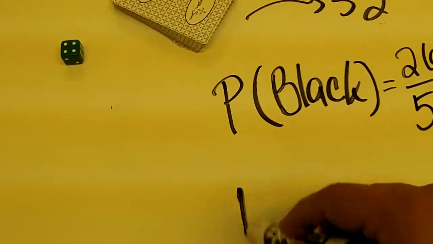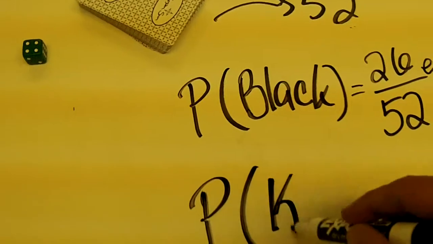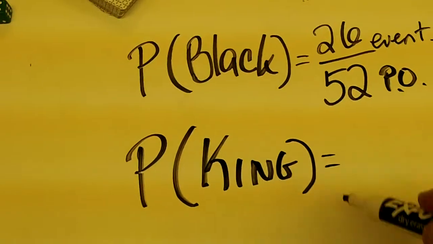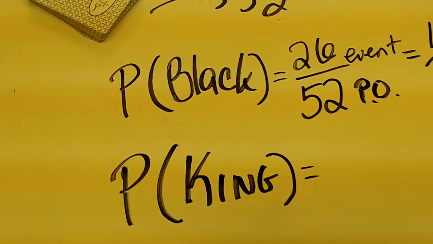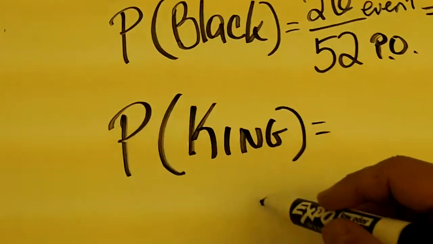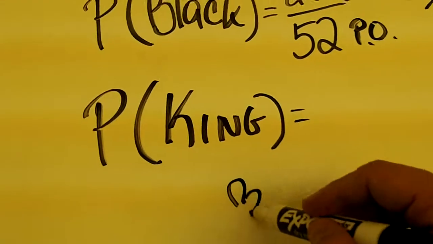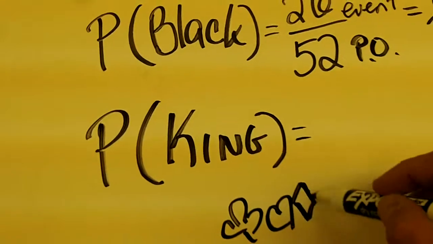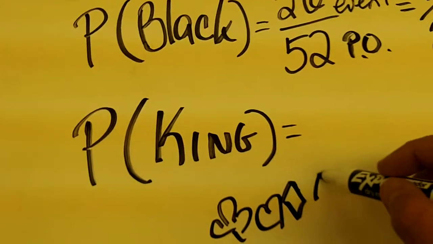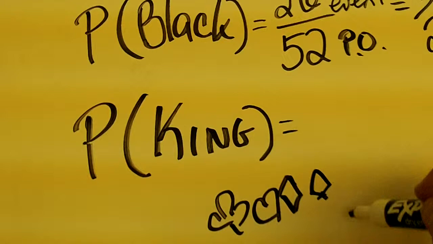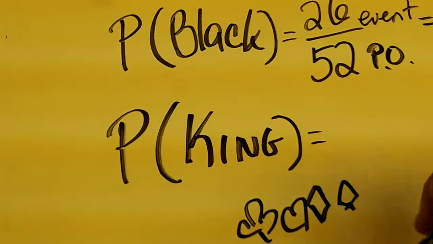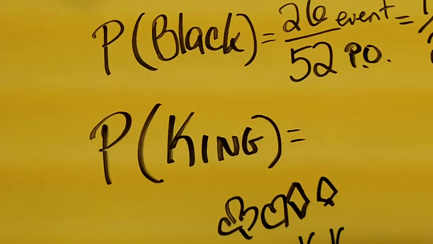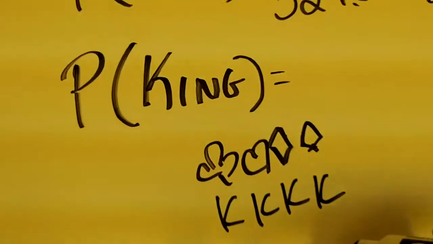What if I said something like the probability of choosing a king? Well, the probability of choosing a king, you have to know something about a deck of cards as well. There are 4 suits, and let me try to see if I can draw them here. I've got clubs, hearts, diamonds, and spades. So you have 4 suits. Now in each one of those suits you have a king. Can't see that, sorry about that.